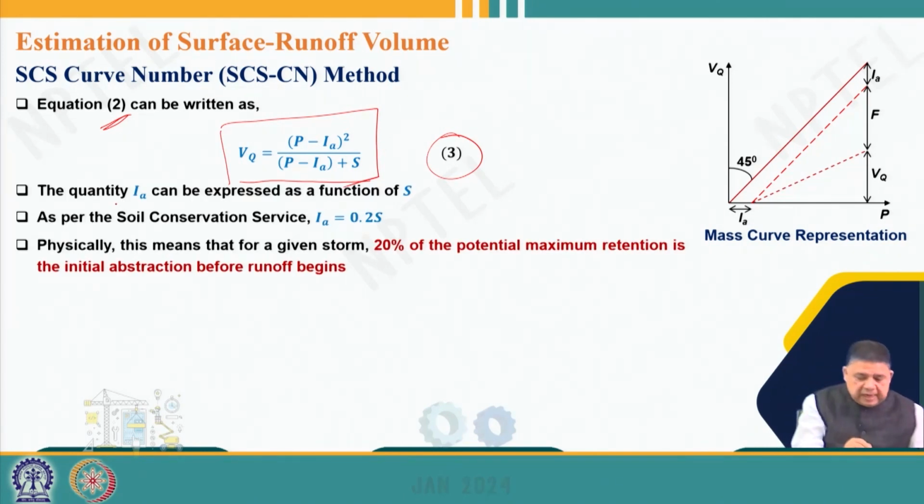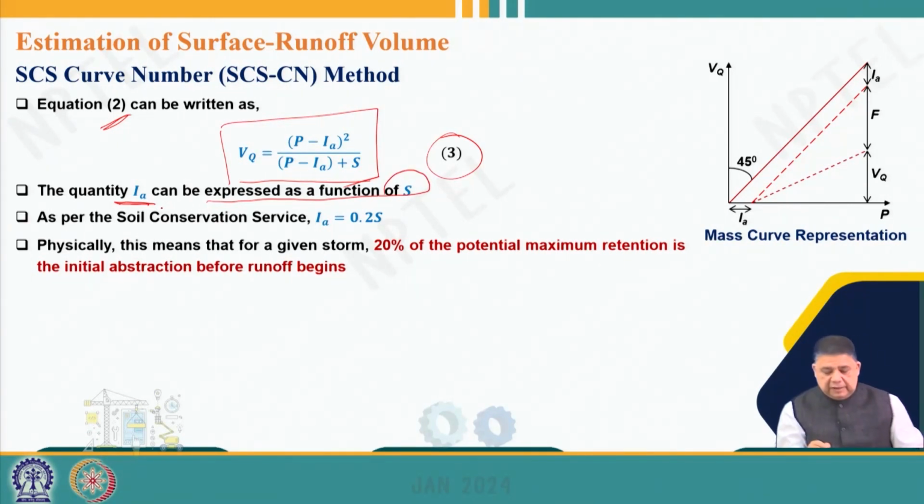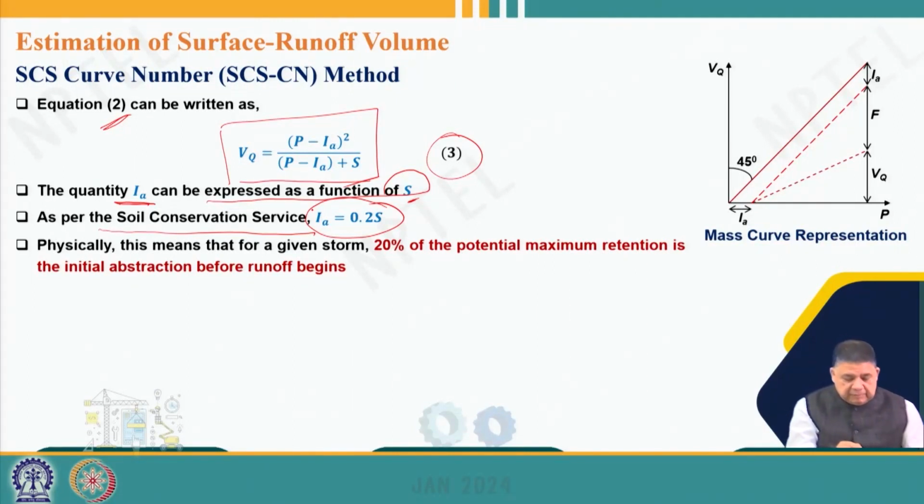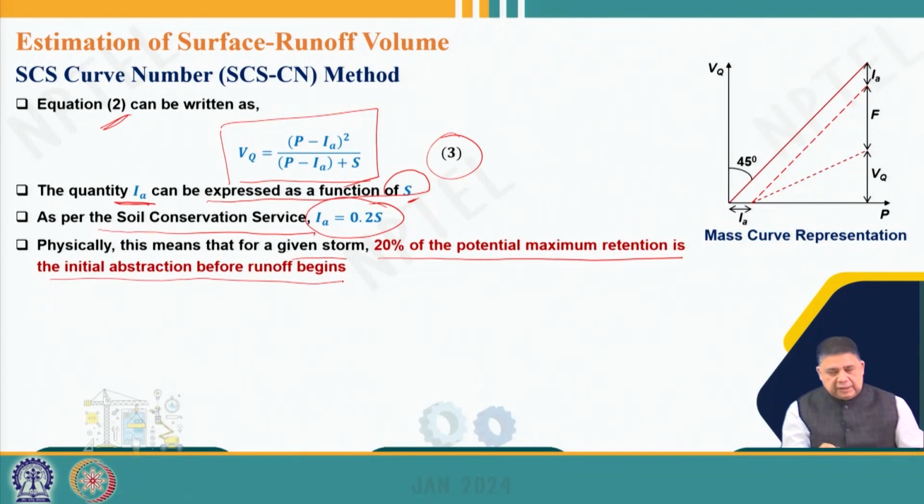Now, the quantity IA, which is the initial abstraction, can be expressed as a function of S. This is another assumption, that this entire IA can be represented in terms of the maximum potential retention S of the drainage basin. As per the Soil Conservation Service, this IA is equal to 0.2S, which physically means that for a given storm, 20% of potential maximum retention is the initial abstraction before runoff begins. So, IA equals 0.2S.